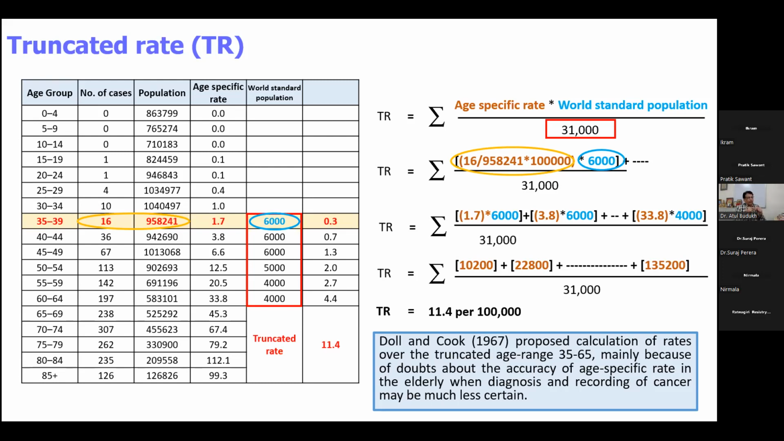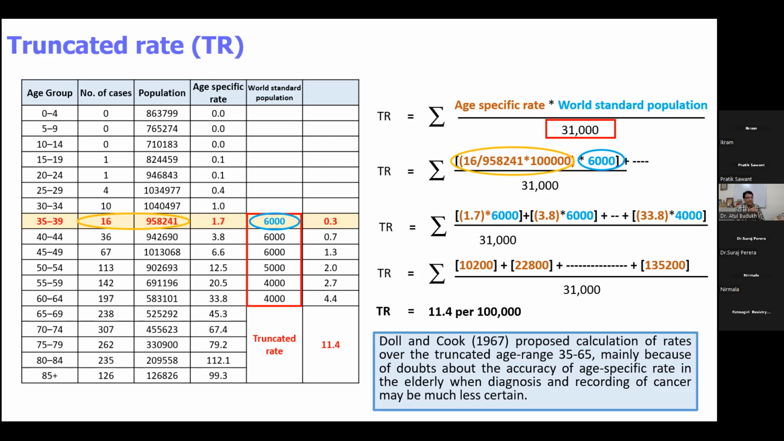Why we need to compare? Because the population structure is different. In low and middle income country, younger population is more. In Western country, older population is more. So rates are different. So you cannot compare. So we have to multiply by world standard population.